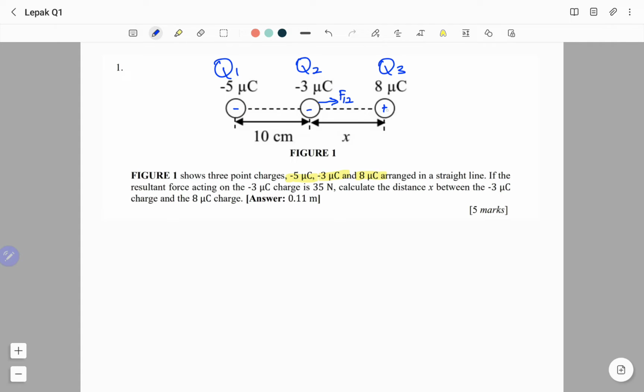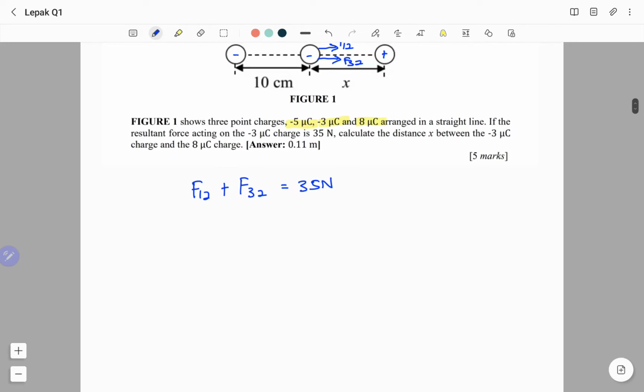Q3 is positive and Q2 is negative, so there will be an attraction force. That means Q2 will be attracted toward Q3. This is the interaction by charge 3 on 2. Since both are moving toward the right, the resultant F12 plus F32 will be equivalent to 35 Newton.